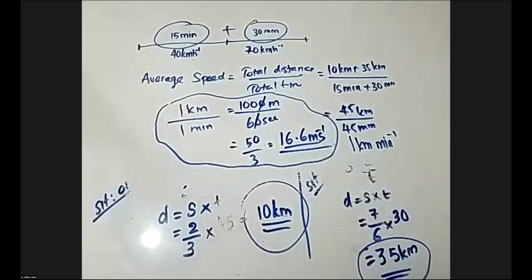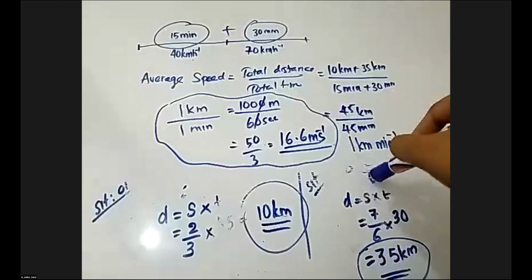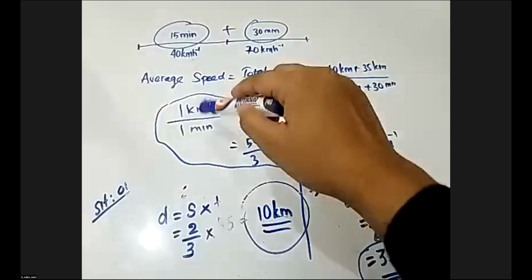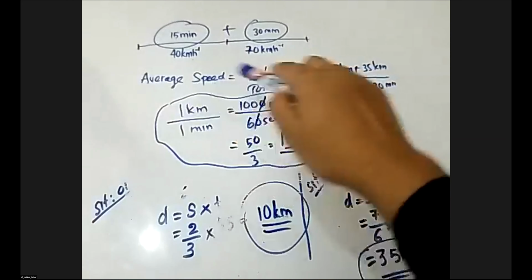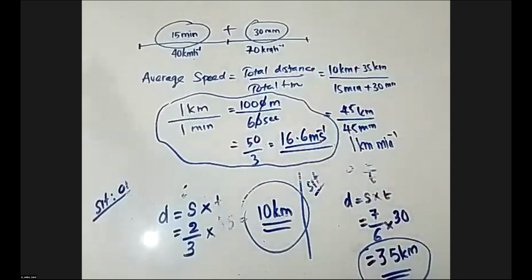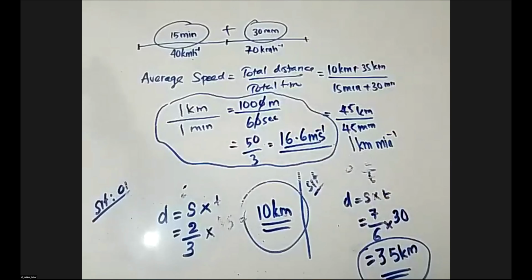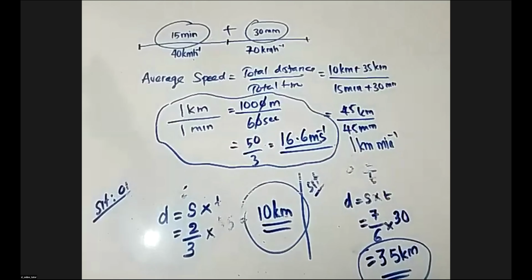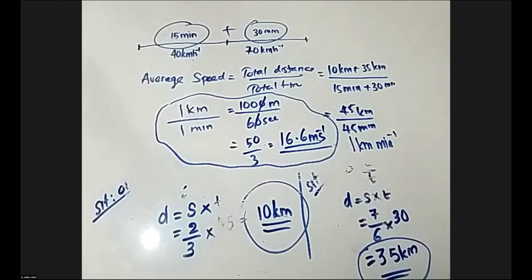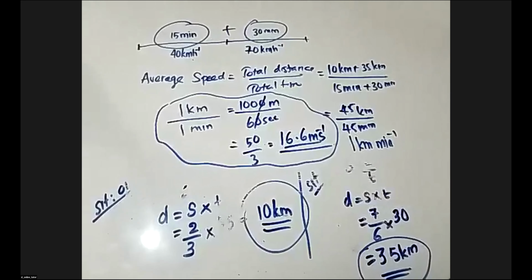Suppose they ask you to convert kilometers per minute into meters per second, you can convert in this manner. 1 kilometer per 1 minute. 1 kilometer means 1000 meters. 1 minute means 60 seconds, like that. If we make it meters per second, yes, you will get the mark, but it is lots of work to do. Right. Is the question clear?